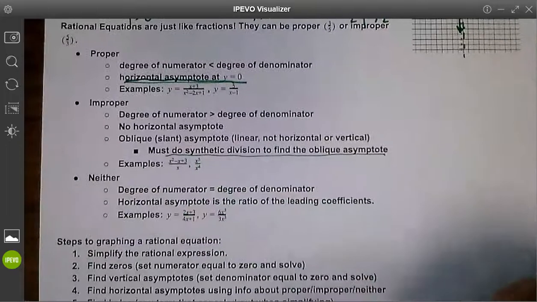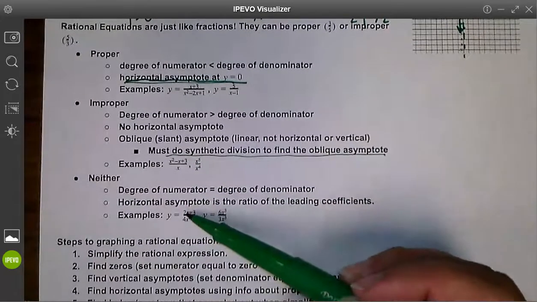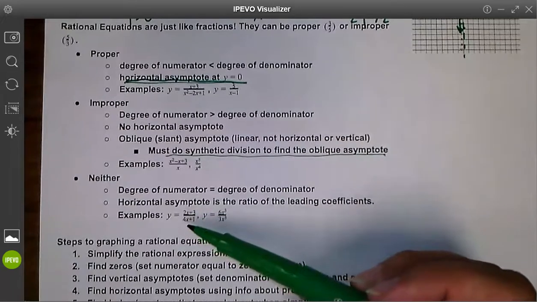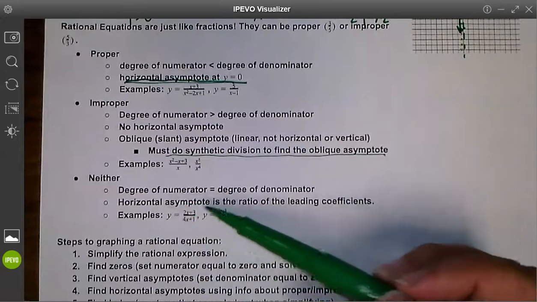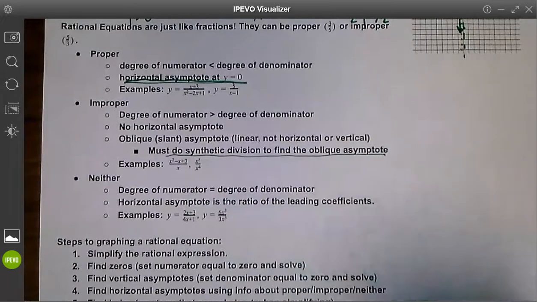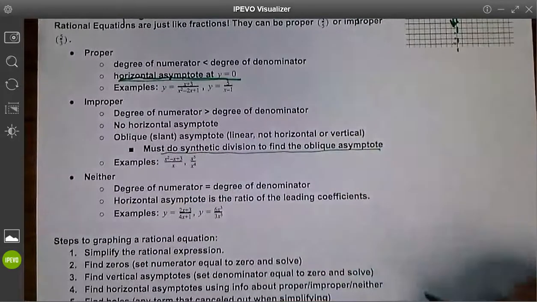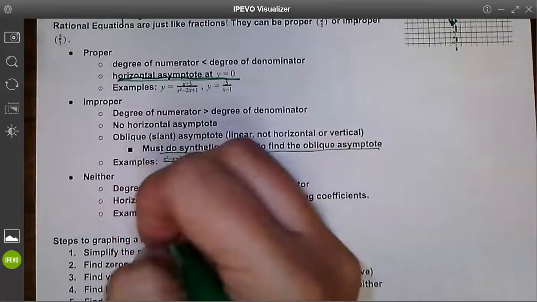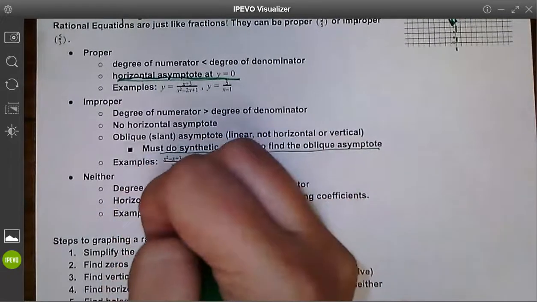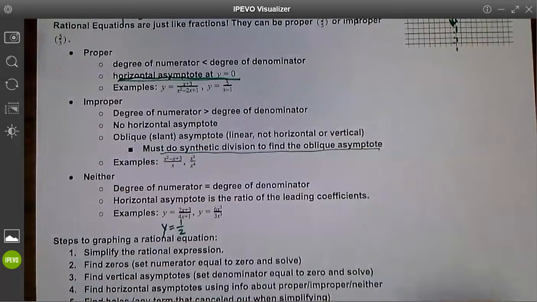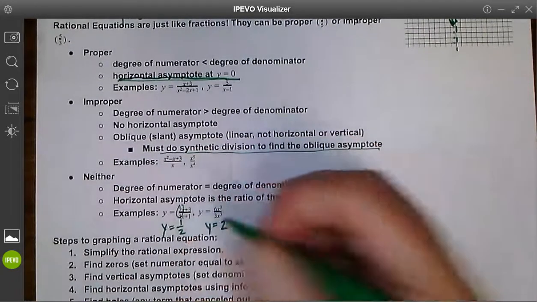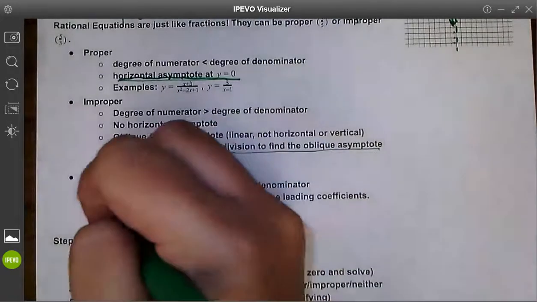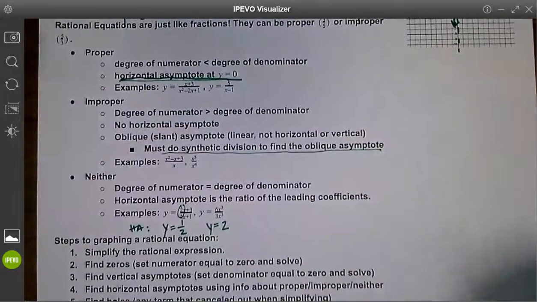And then neither is when the degree of the denominator and numerator are equal. So here we have 2x over 4x overall. Your x's have the same degree, so your horizontal asymptote is the ratio of leading coefficients. So I have y equals 2 over 4, which is 1/2. That's going to be my asymptote here, because that's my leading coefficients. Here, I would have y equals 2, because 6 divided by 3 is 2. These would be my horizontal asymptotes for each of those equations.